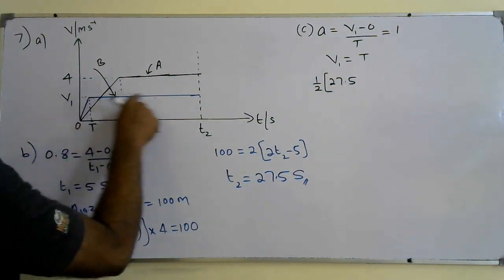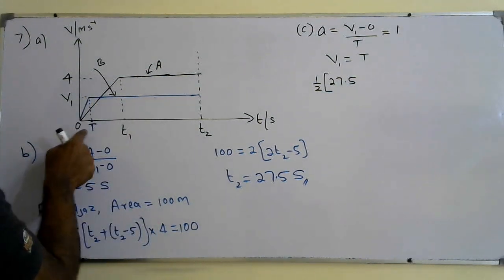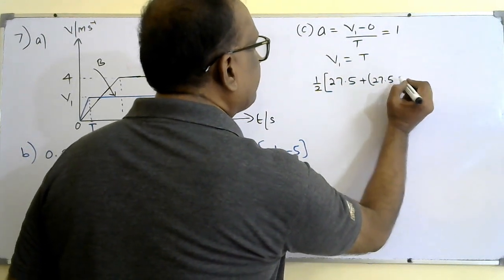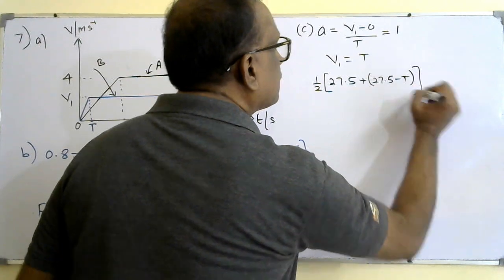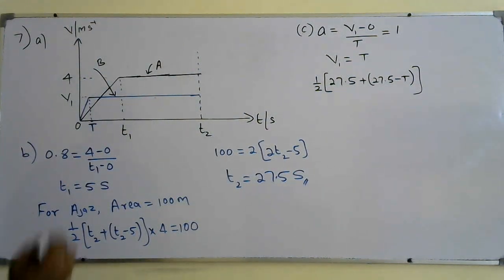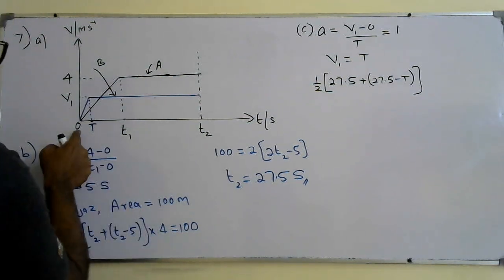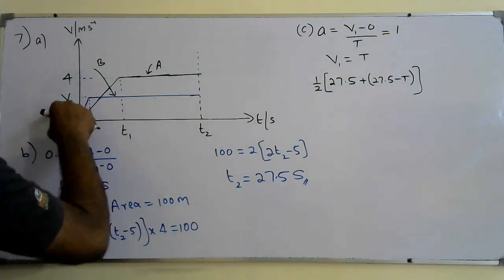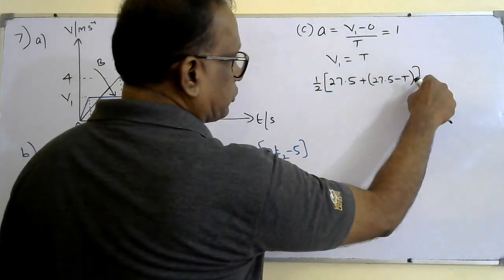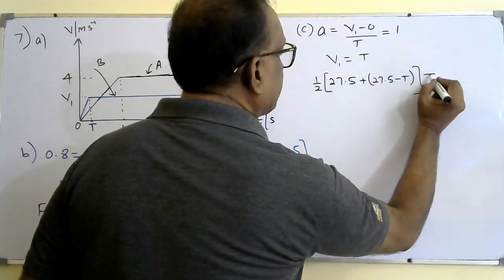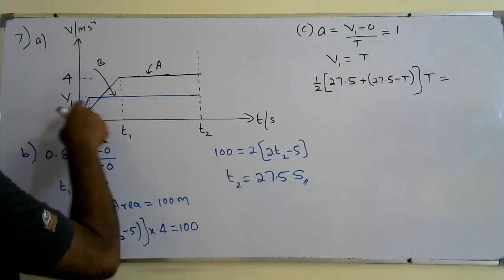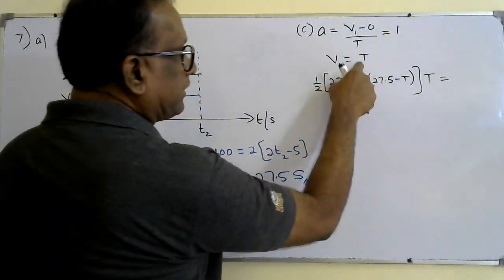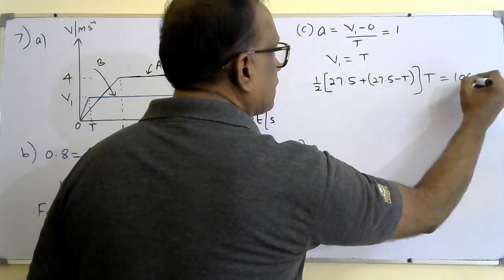Then this upper length is t2 minus capital T, that is again 27.5 minus t. This is the length from here to here, multiplied by the vertical height v1. But v1 is equal to t, so I'll put t directly. Half into the addition of the parallel sides into the perpendicular distance to the parallel side. The perpendicular distance is v1, but v1 equals t, so into t equals 100.